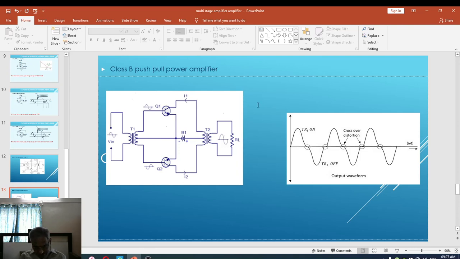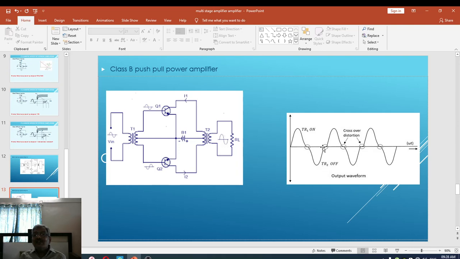But this has one drawback, and that is it creates the crossover distortion. Crossover distortion means what? When one transistor is off, look here, it is represented in the output signal. The transistor is on here. Here transistor 1 is on, meaning Q1 is on, no doubt about that.